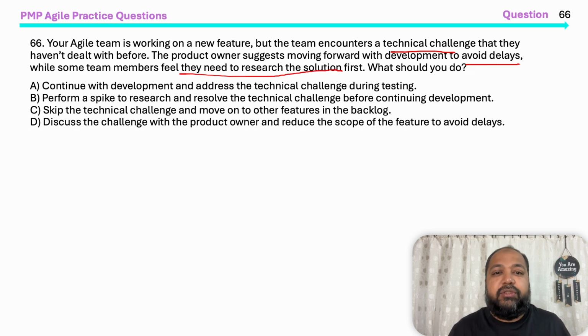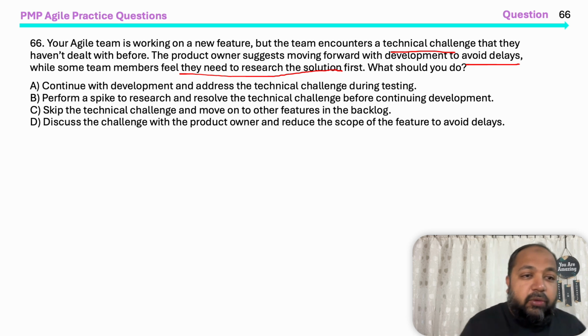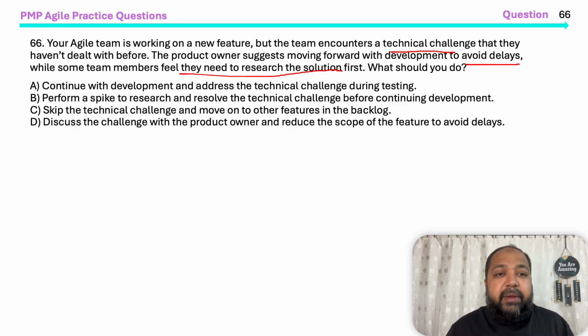Let's understand the question. There's a technical challenge. The PO says, let's go ahead, avoid delays. But the team says we need to understand the solution first. Obviously, if we don't have a solution, even if we move ahead we're not going to get our output. So let's see the answer choices. Continue with development and address the technical challenge during testing. When you don't know the solution itself, how can you even continue development? How will you even go to testing?